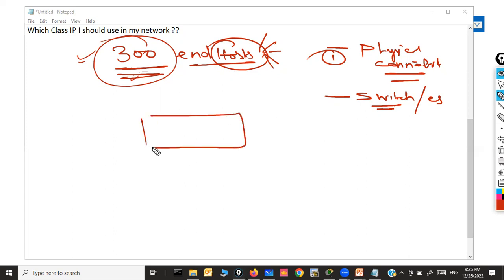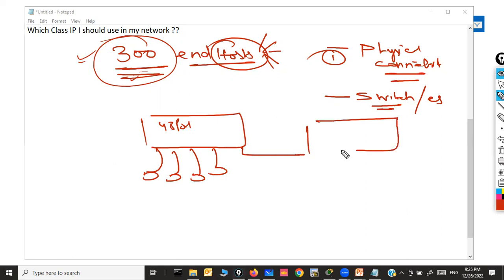A switch here, maybe if this switch has, let's say, 48 ports, you can connect a maximum of 48 devices. Then from this switch to another switch, and then computers here, then another switch, maybe computers here. This way we can extend the network with multiple switches, and switches can have 48 ports, 96 ports, 24 ports. This way we do the physical cabling of 300 computers.